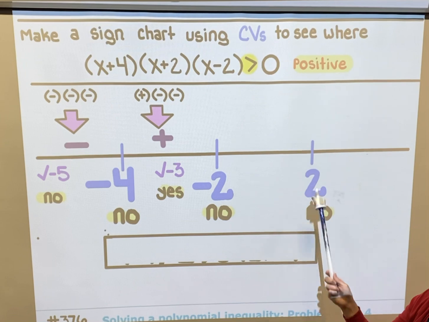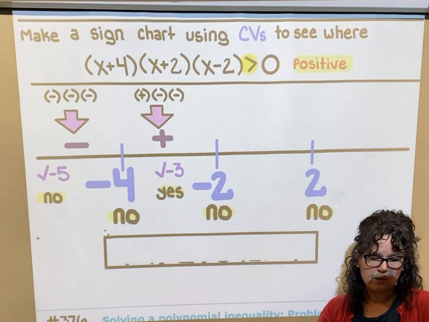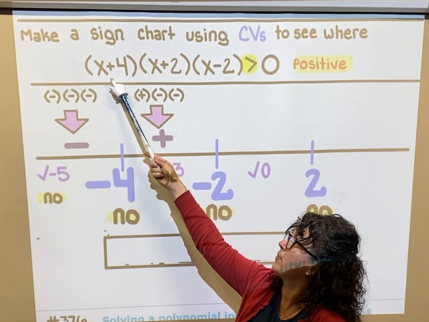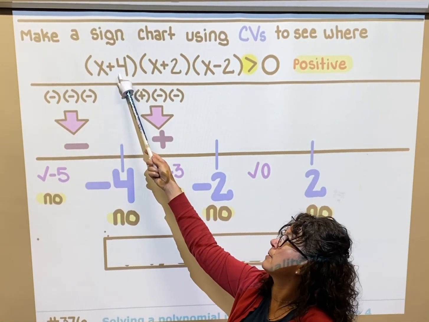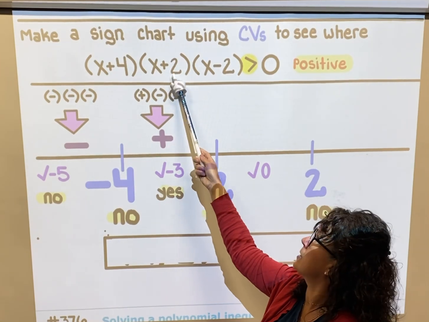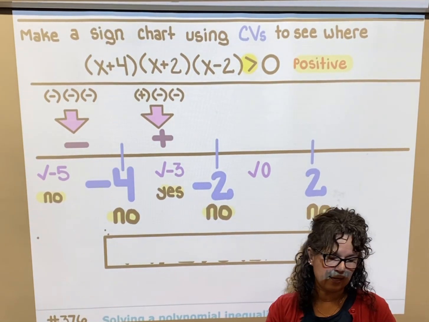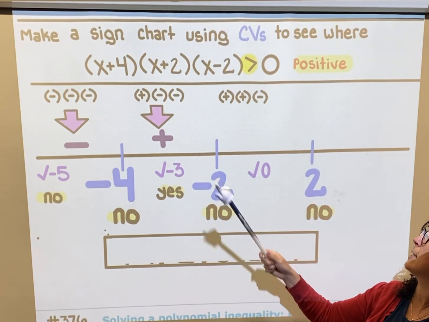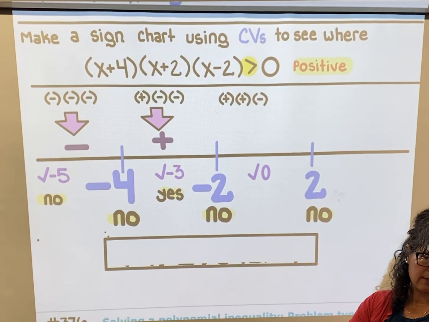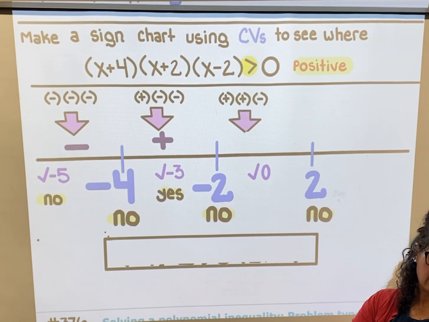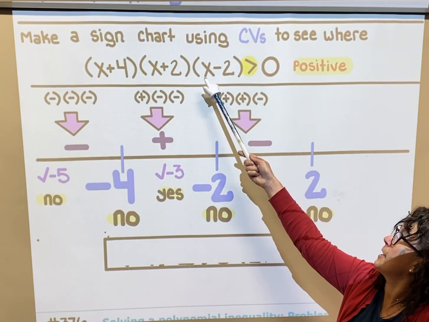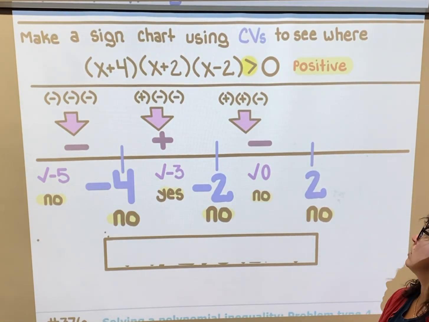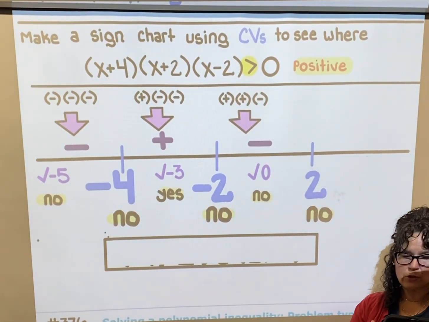I'm going to pick a number between negative 2 and 2. Let's say 0. I plug 0 in here. 0 plus 4 is a positive. 0 plus 2 is a positive. 0 minus 2 is a negative. So I have a positive times a negative, which is a negative. A negative answer is greater than 0. No.